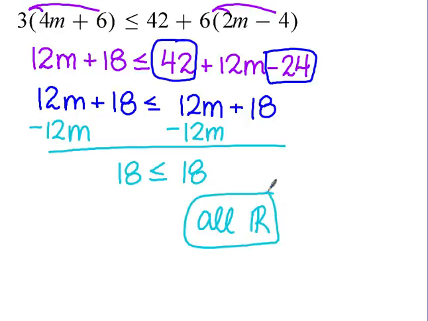Now, if you remember, when we solved equations, there was also another possibility. What could we get? We could get all reals, and we could also get no solution. Very good. Now, what could I do to this 18 is less than or equal to 18 to get no solution? Take out the equal. Very good. So if I had this, is that a true statement? No, it's never true. So since this would be never true, this one would be a no solution. So you're going to get those as well. So I just want you to be aware of that.